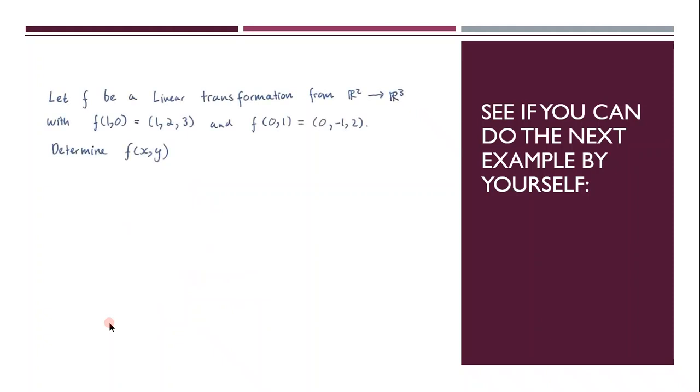So see if you can do the next example by yourself. Let f be a linear transformation from R2 to R3, with our standard basis becoming (1, 2, 3) in the linear transformation, and (0, -1, 2) respectively. So determine f(x, y). Pause the video, give it a go.